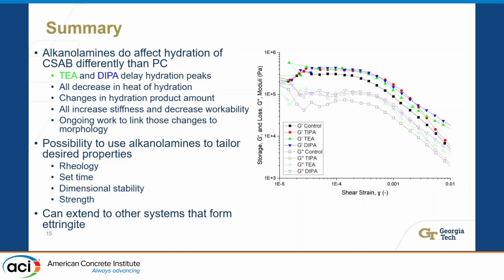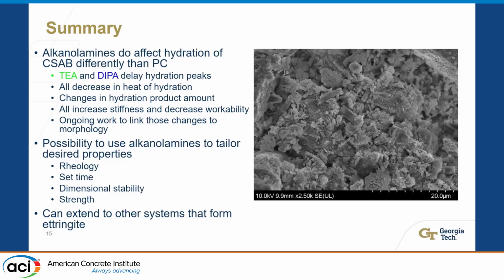In the rheology, we saw that there was a slight increase in stiffness and a decrease of workability. And there's ongoing work to link all of these changes to morphology. So through all of that, we saw that there is the possibility to use alkanolamines to tailor our desired properties, so the rheology, the set time, dimensional stability, and strength. And if these changes are because of ettringite morphology differences, this can extend to other systems that form ettringite too.